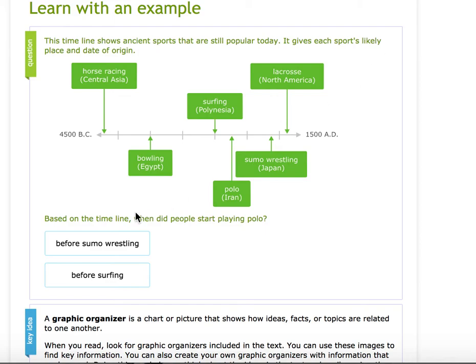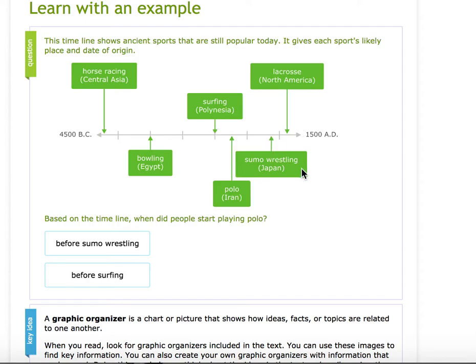So first I'm going to look and see, 4,500 BC all the way to 1500 AD. I see horse racing, where it began. Looks like Central Asia, that's definitely where it started, in the parentheses. And it's on a timeline. This started the earliest. I see bowling, surfing, polo, sumo wrestling, and lacrosse. As I'm looking at this, it's not necessarily in order on top and bottom. I'm looking at these arrows to see the order. So I see that polo started after surfing, but before sumo wrestling.